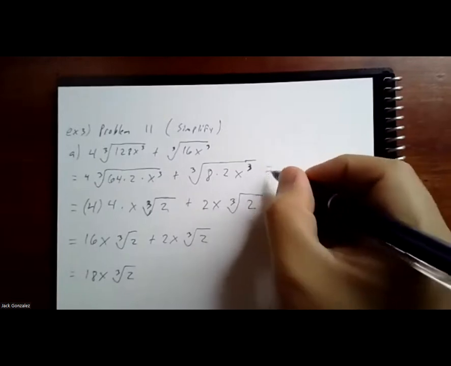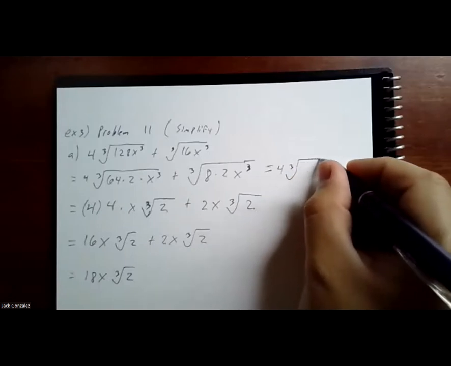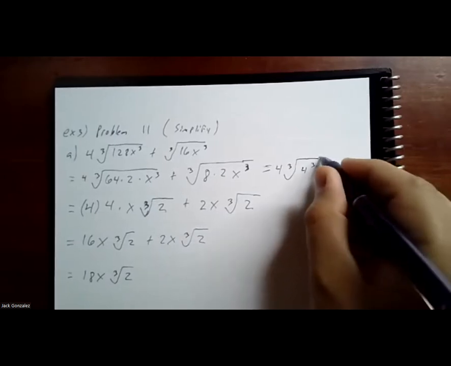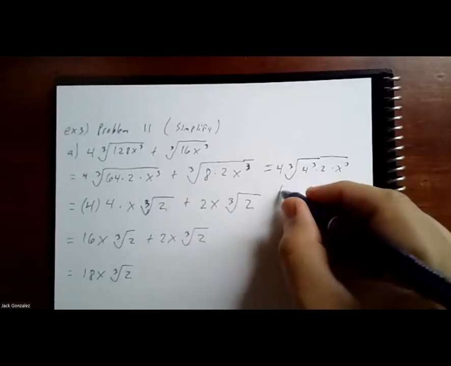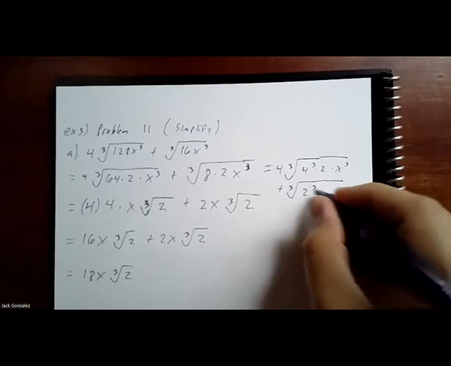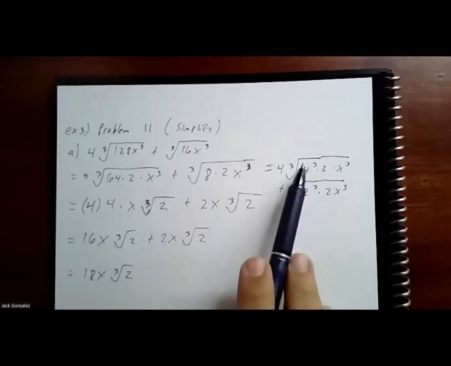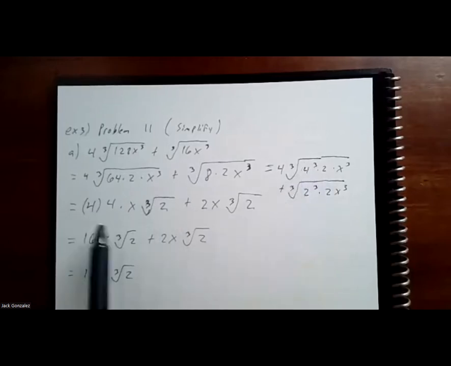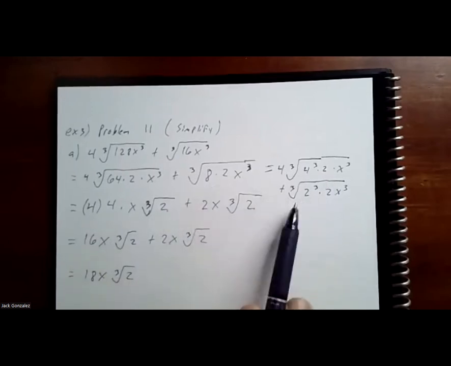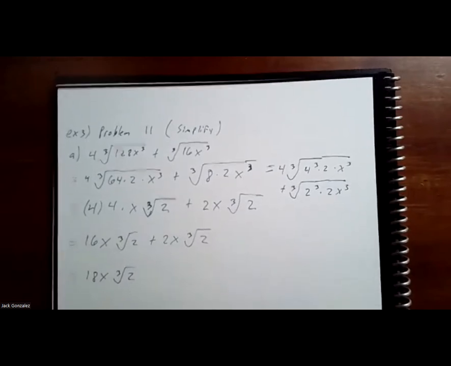If you want an in-between step here, you could have written 4 cubed times 2 times x cubed for that first part. Plus, you don't have to. You can though. 2 cubed times 2 times x cubed for that second piece. Right, so all the cubes are going to cancel. So this 4 came out here. This x came out there. This 2 cubed came out here. That x cubed came out there. So however you want to think about it, doesn't matter to me.